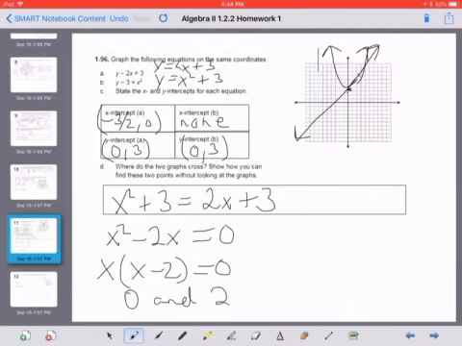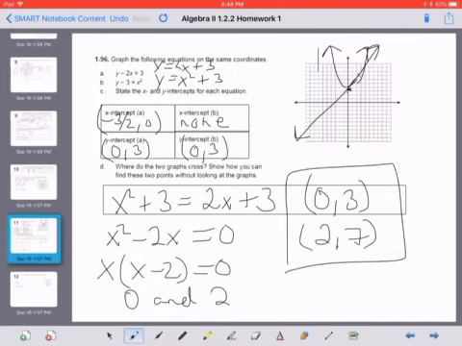Plugged it back in. I chose to plug it into the linear equation. So 0 would give me 3. So I already knew it crossed at 0, 3. Then when I plug back in 2, I get 7. So it crosses at 2, 7. So make sure you had both points that it crossed at.